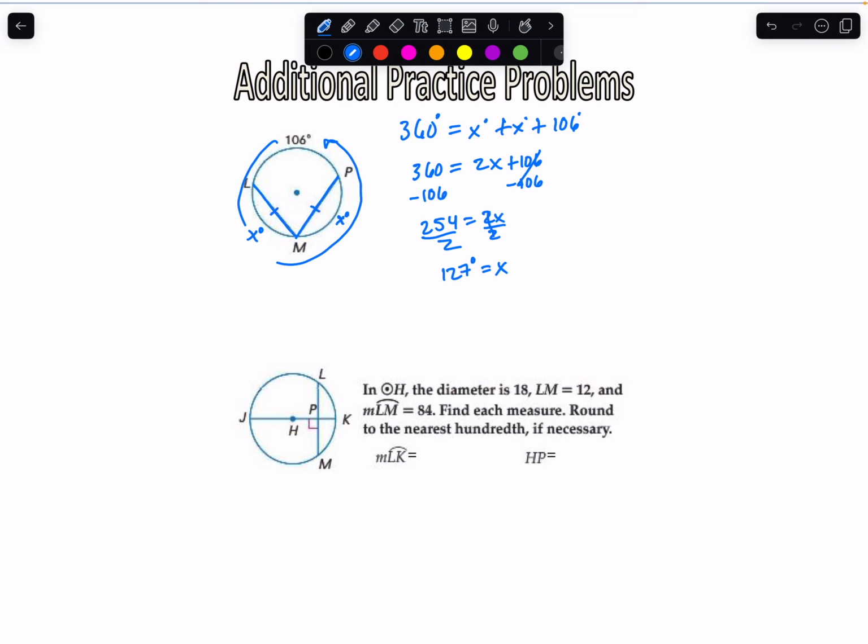The thing that we spoke about when we spent so much time on triangles is that all triangles add up to 180 degrees. Well, here we're dealing with circles, so they all add up to 360. Let's look at this next example.